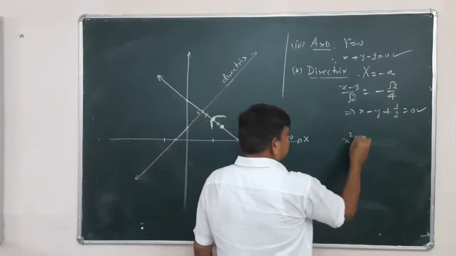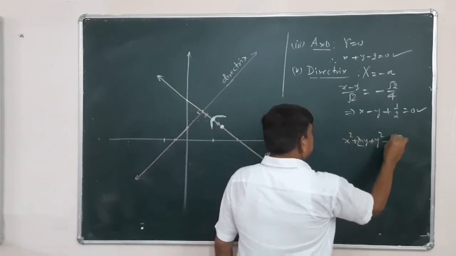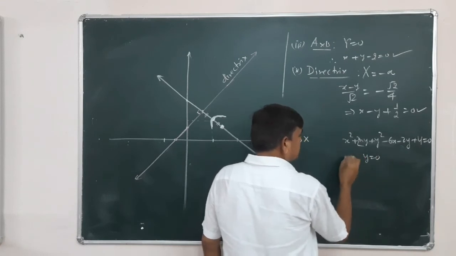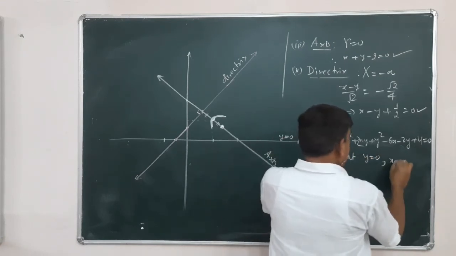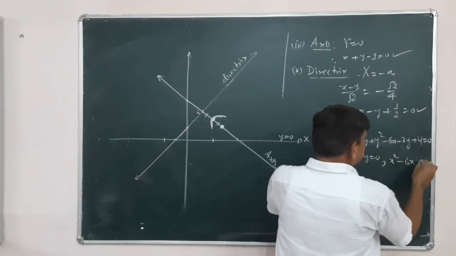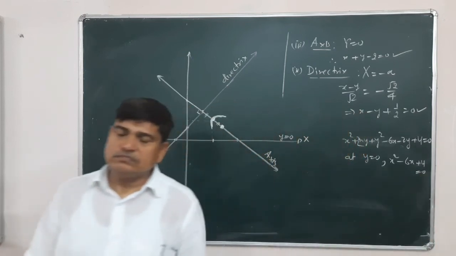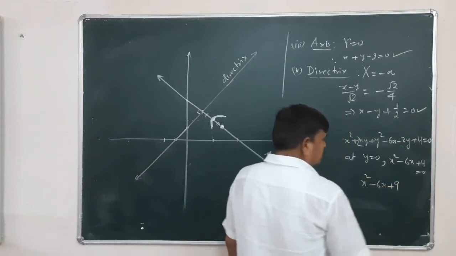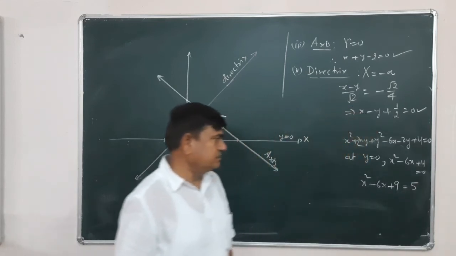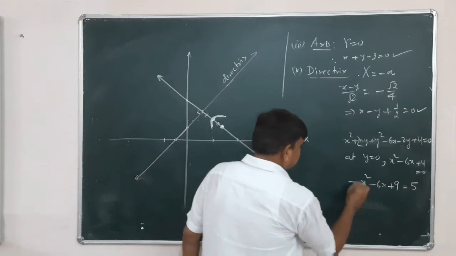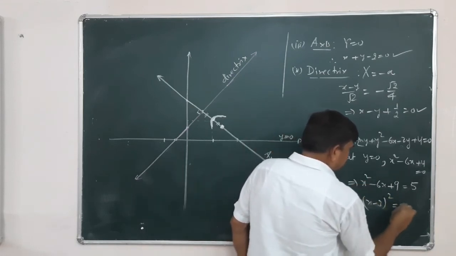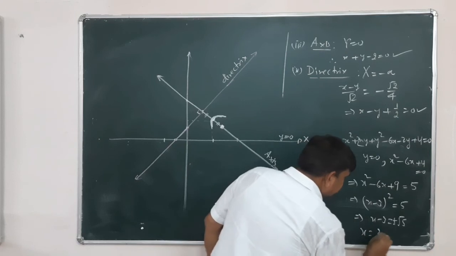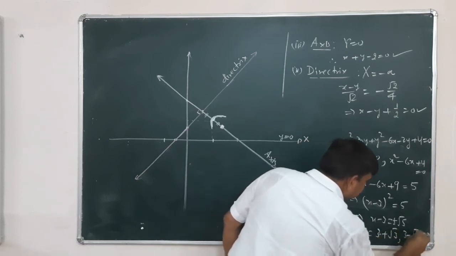The equation of the parabola was x squared plus 2xy plus y squared minus 6x minus 2y plus 4 equals 0. So y equals 0 gives x squared minus 6x plus 4 equals 0. Write x squared minus 6x plus 9, so this is (x minus 3) whole squared equals 5. So x minus 3 equals plus or minus root 5, so x is 3 plus root 5 and 3 minus root 5.